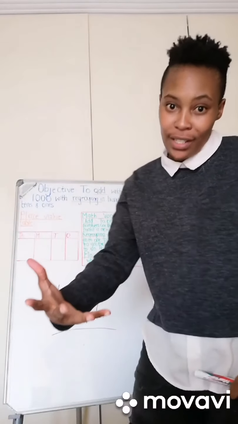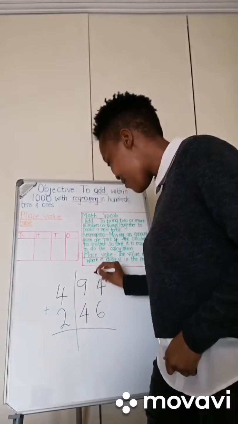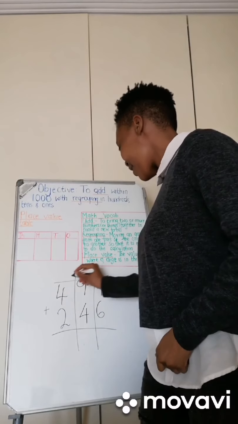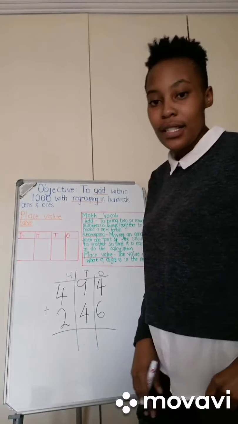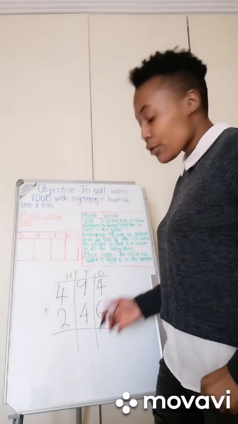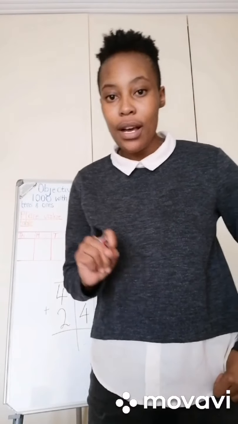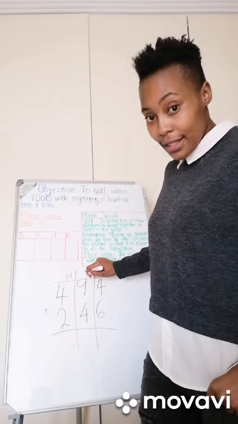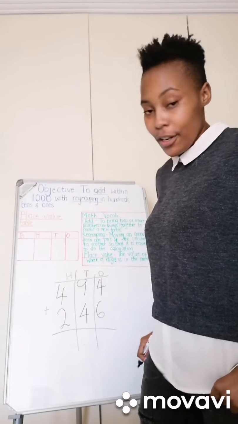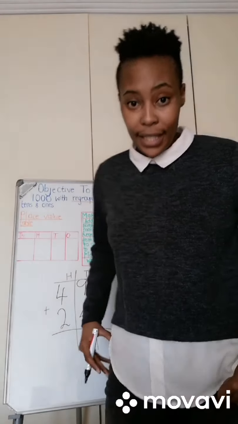What is the first thing that we do? I know you know, right? Hundreds, tens, and ones. Okay, where do we start adding? We start adding from our ones. Remember, ones share their sugar with the tens. The tens share their sugar with the hundreds. That is what we call regrouping. Okay. 4 add 6, 10.